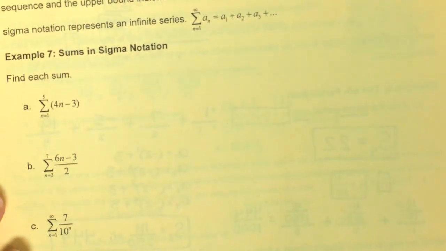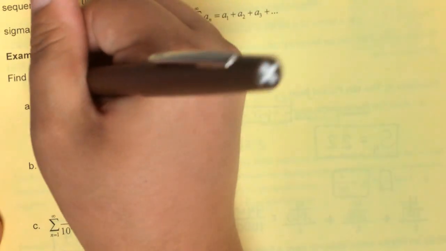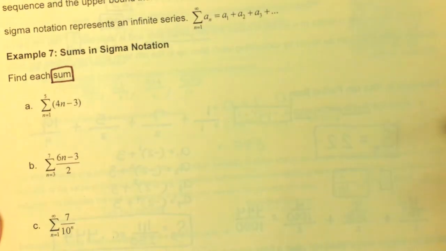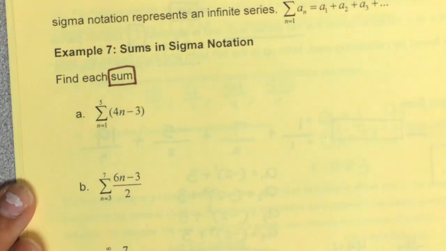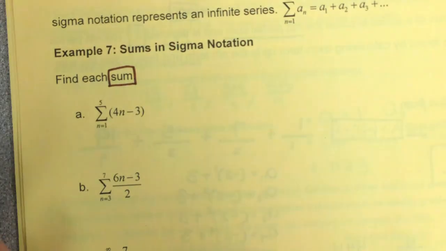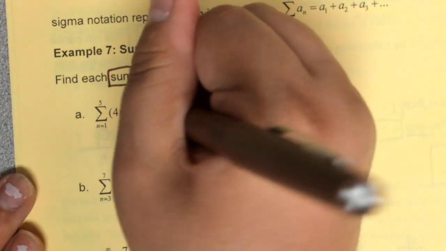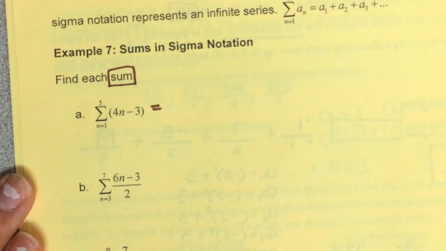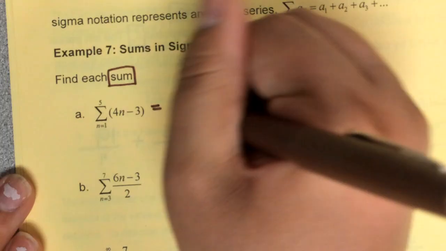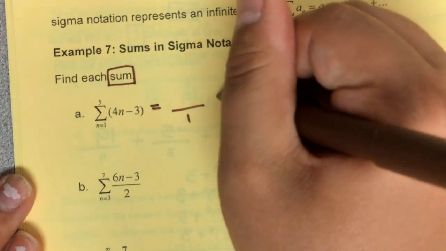So, let's look at 7a. It says find each sum. If I give you sigma notation, your answer should be the actual sum. Don't just list it out and then end. You need to actually add it together. So, what is my lower bound? Where am I going to start here? 1. And what am I going to go all the way to?